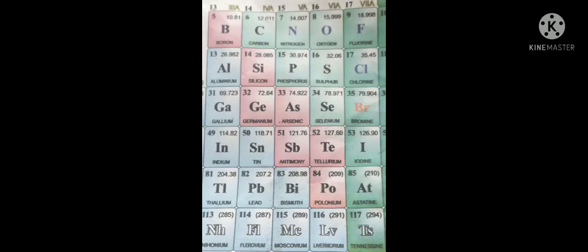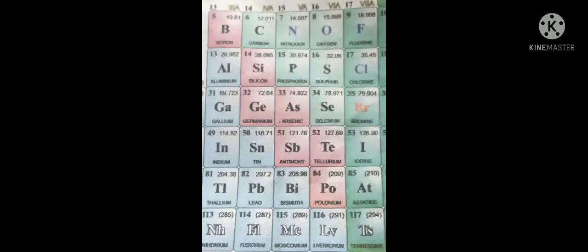For example, 13 is called the boron family, 14 the carbon family, 15 the nitrogen family, 16 the oxygen family, or you can also call it the chalcogen family. Chalcogen means they are ore formers. Oxygen and sulfur mostly form oxides with metals, so they are called the chalcogen family. They are ore formers.